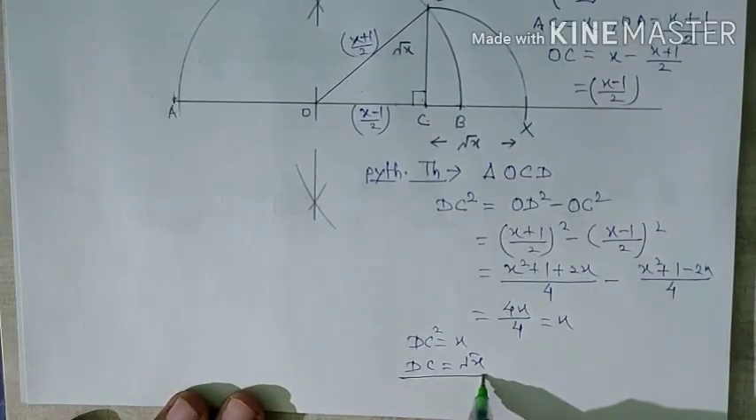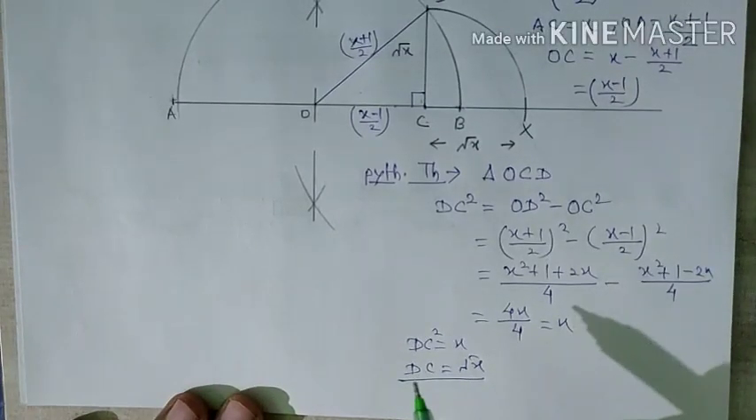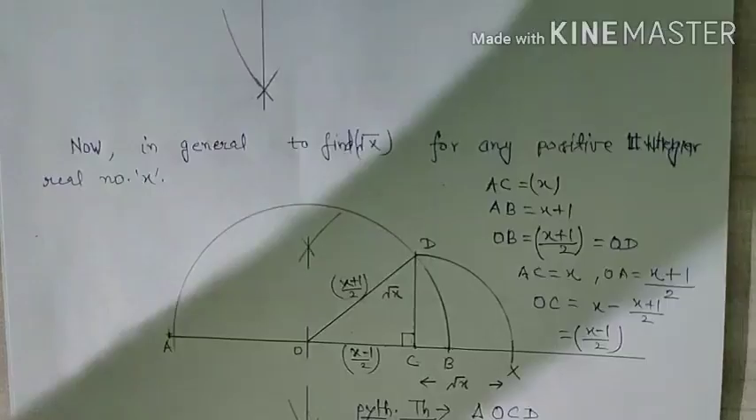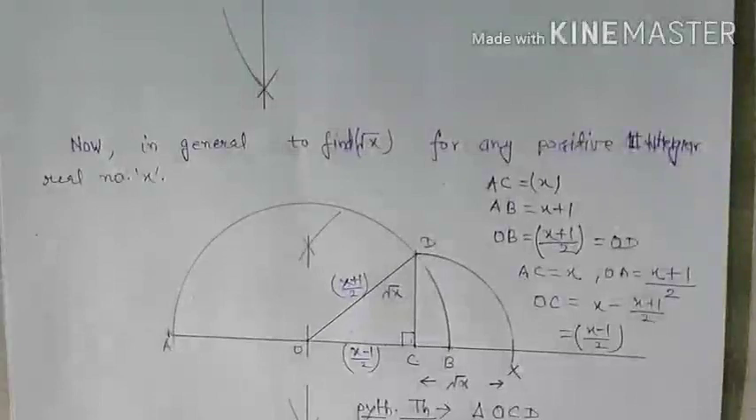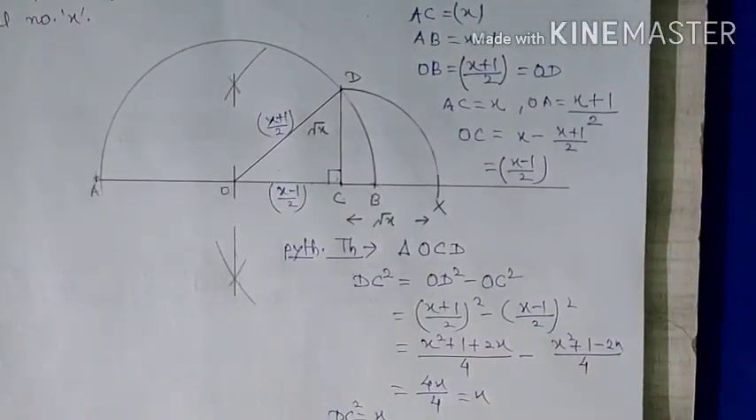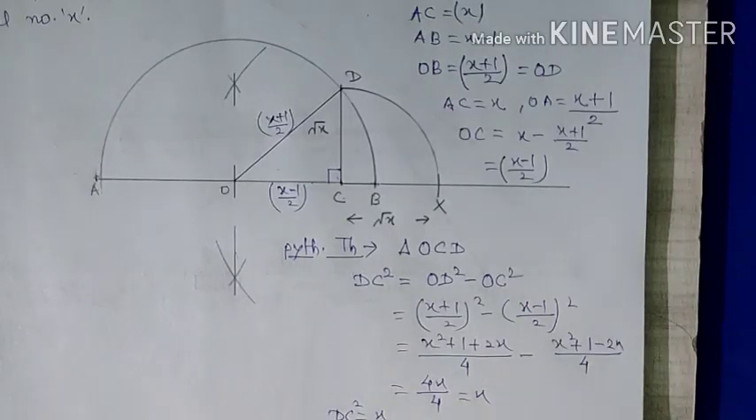That's why we are getting root 9.3. By using this method, you can draw any length on the number line, or you can draw any decimal root also. It will be very easy for you. Thank you.